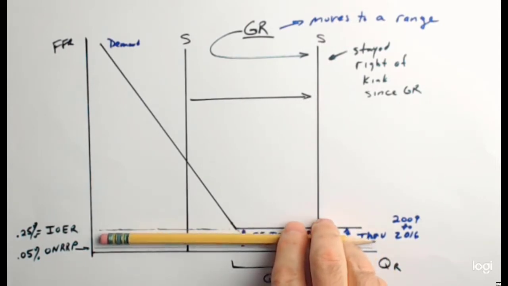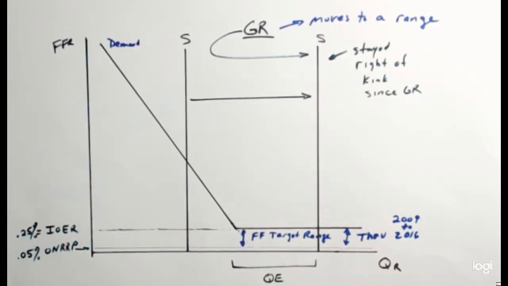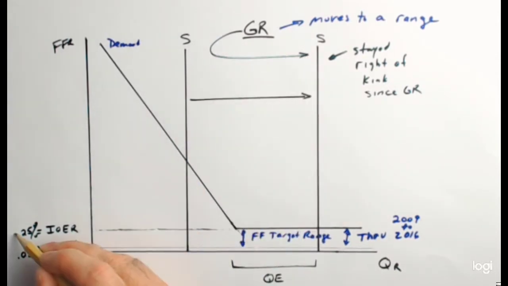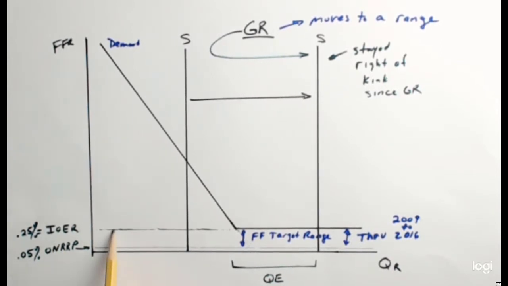Now, let's look at this range here. It's almost a little thicker than my pencil. The Fed created a Fed funds target range. In this case, the range goes from 0.25% to 0.05%. So this is in the middle of the Great Recession. The Fed set a target range of about 0.2%. It set the upper end of the range to be the interest on excess reserves, and it set the lower end of the range to be 0.05%, which is based on the overnight reverse repo rate. That's what that stands for.